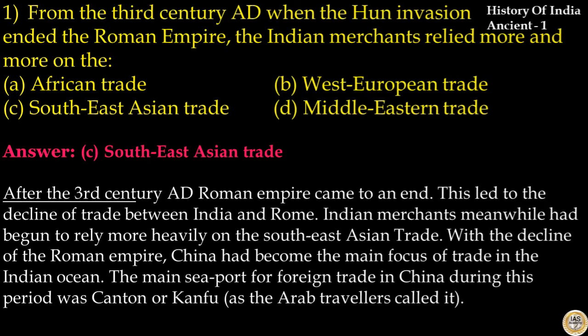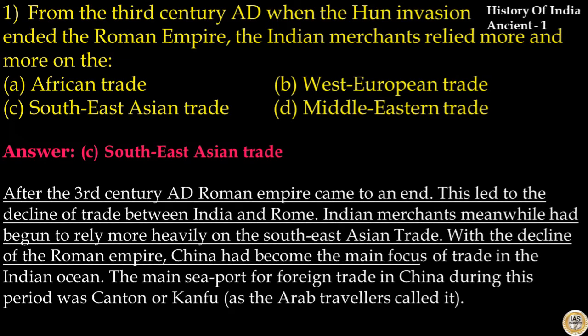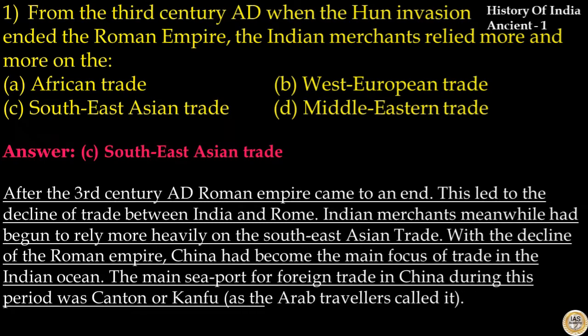After the 3rd century AD, the Roman Empire came to an end. This led to the decline of trade between India and Rome. Indian merchants meanwhile had begun to rely more heavily on Southeast Asian trade. With the decline of the Roman Empire, China had become the main focus of trade in the Indian Ocean. The main seaport for foreign trade in China during this period was Canton or Kanfu, as the Arab travelers called it. So here the answer to this question is option C, Southeast Asian trade.